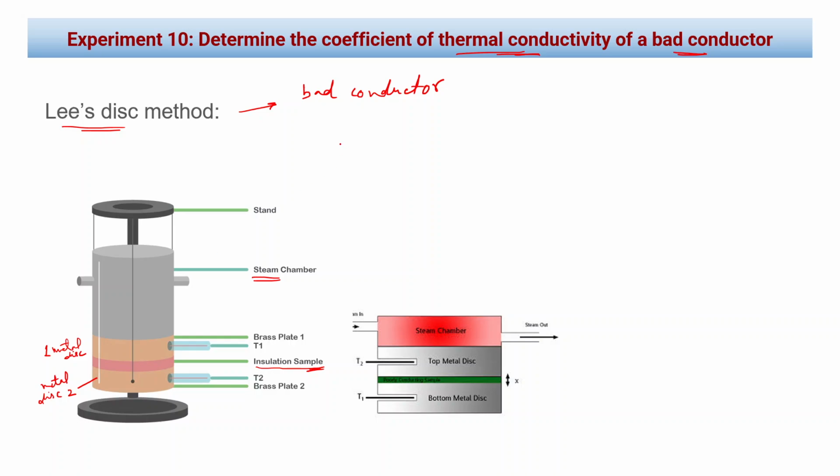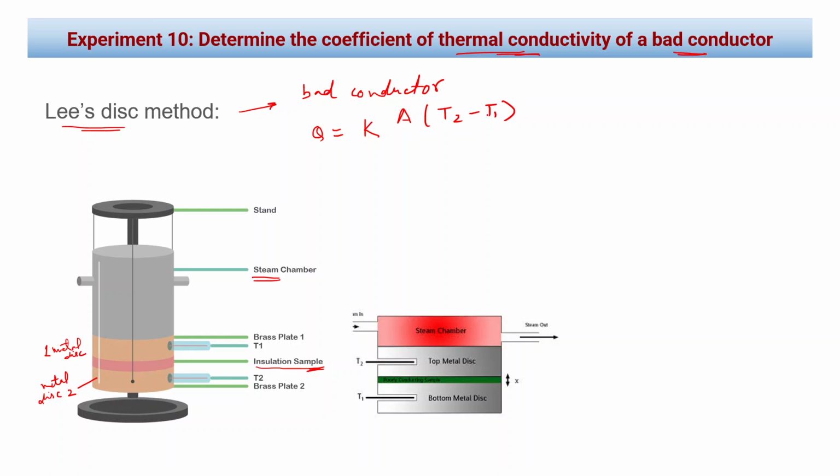So from Fourier's law we have understood that the rate of heat transfer, at steady state, from the law we understood this, right? That the rate of heat transfer is given by this formula.